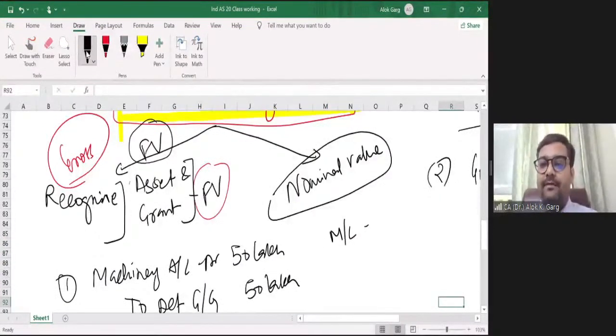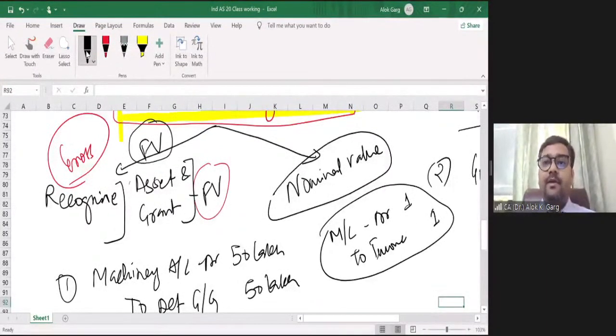Machinery account debit to income, 1 rupee at 1 rupee. Sir, the company has incurred only, let's say, 10,000 rupees on registration of machinery. Apart from that, no cost has been incurred. Then the accounting entry will be machinery account debit 10,000 to bank 10,000. So that is nominal value.